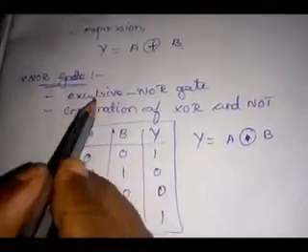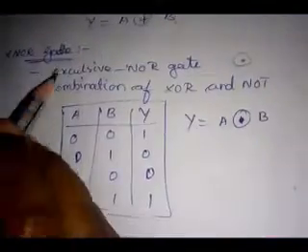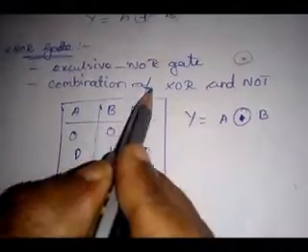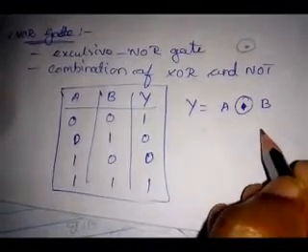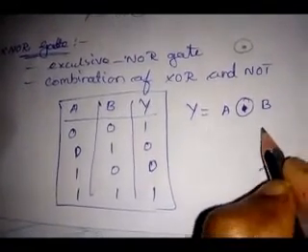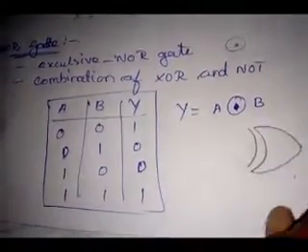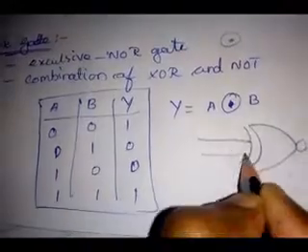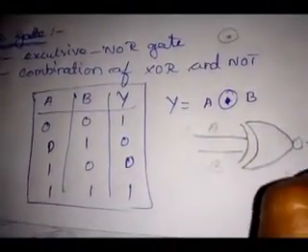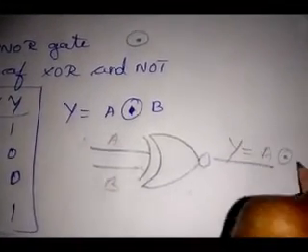Next one is the XNOR gate. It is also called the exclusive NOR gate. It uses the encircled dot operator. This XNOR gate is a combination of XOR gate and NOT gate. Its logical symbol is just like the XOR gate followed by one NOT gate. First draw 3 arcs, then the 4th arc, then one bubble at the back side. Then two inputs, A and B, and Y is the output. We get Y is equal to A exclusive dot B.